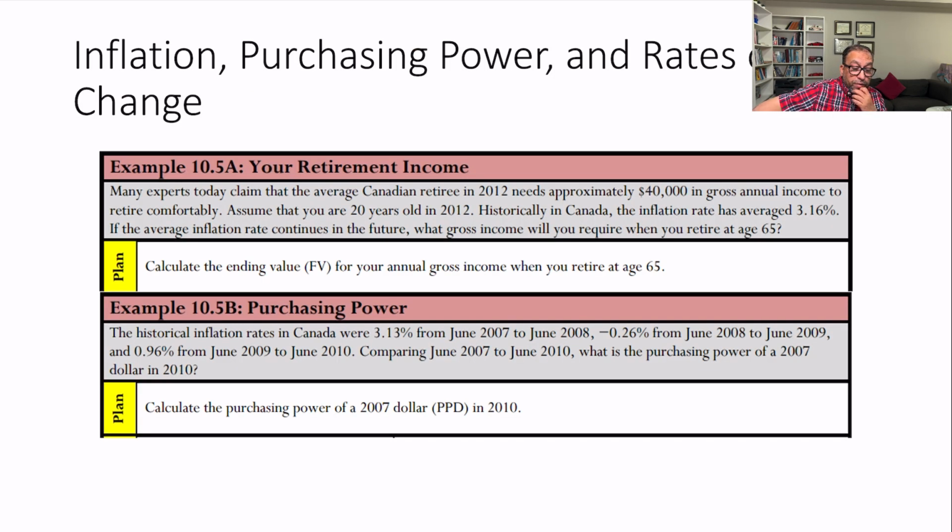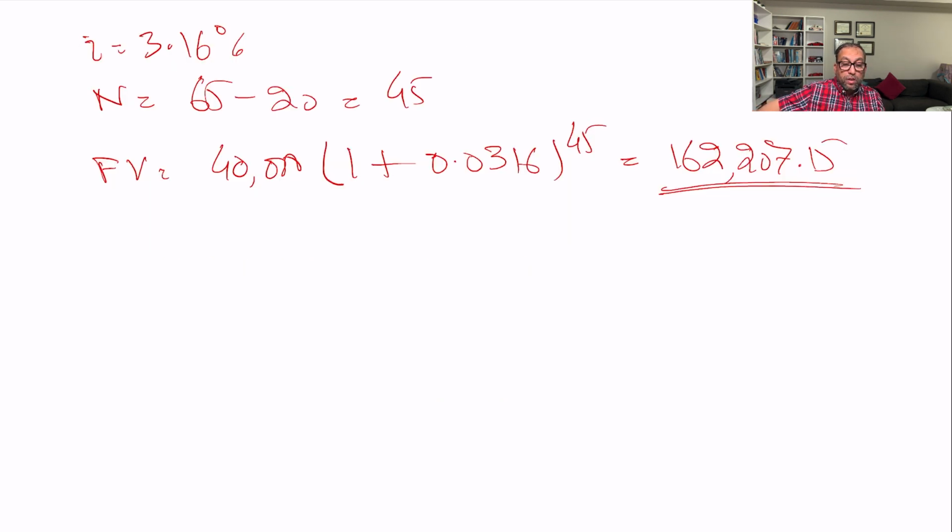The historical inflation rate in Canada was 3.13% from June 2007 to June 2008, minus 2.6% from June 2008 to 2009, and 0.69% from June 2009 to June 2010. What is the purchasing power of June 2010 in terms of June 2007 dollars? So the best way to do it is this.